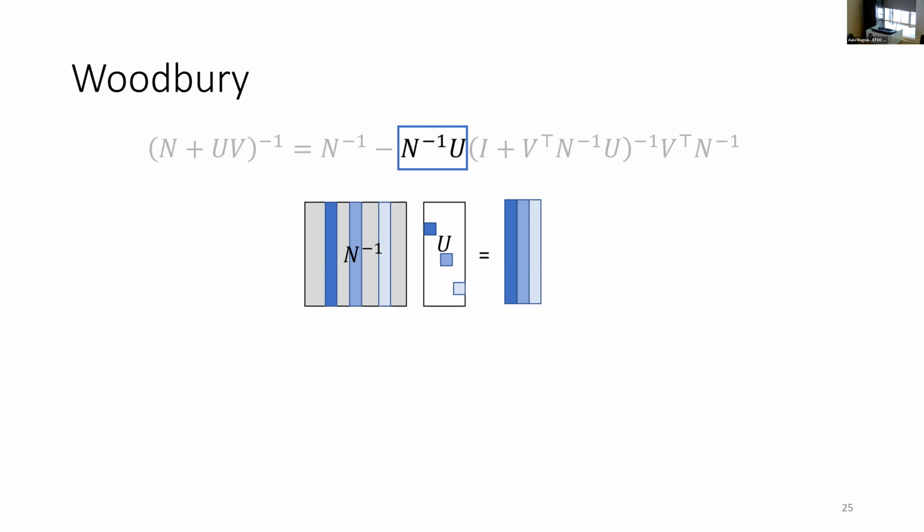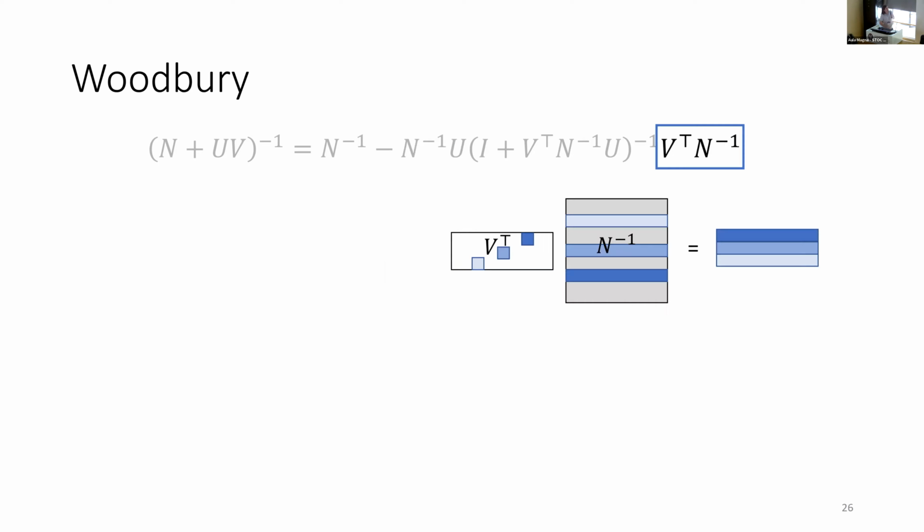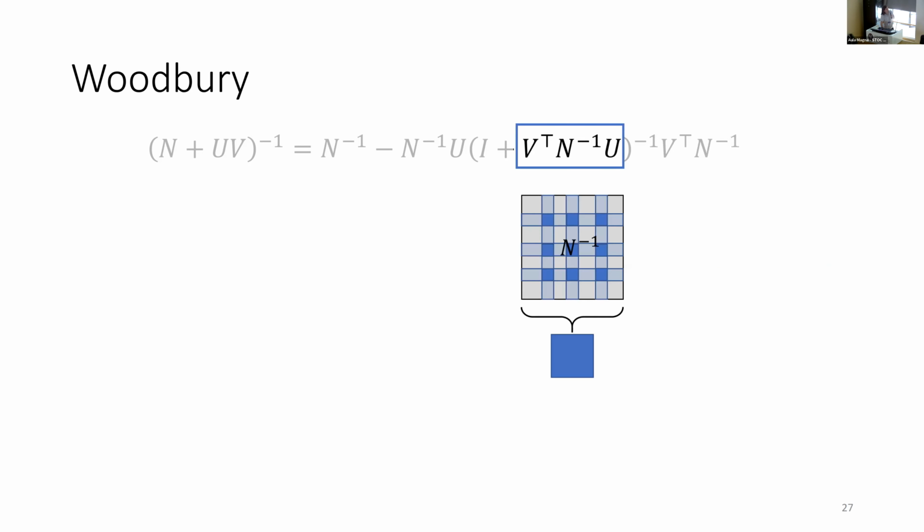You just create a pointer. So it's almost free. And the same argument can be made here on the far right. So when you multiply V transpose with N inverse, you're really just selecting a set of rows. And in the center here, where we have V transpose times N inverse times U, you're just selecting both rows and columns, which really just means that you select the submatrix of the N inverse highlighted in blue. Which means so far we didn't really have to do any real computation. We just create a bunch of pointers.